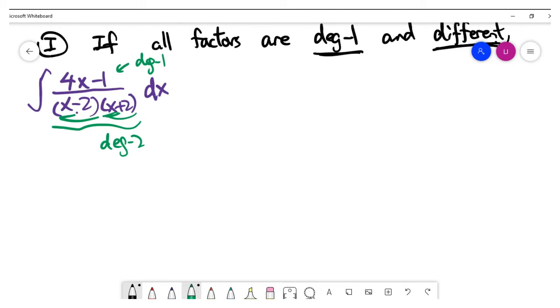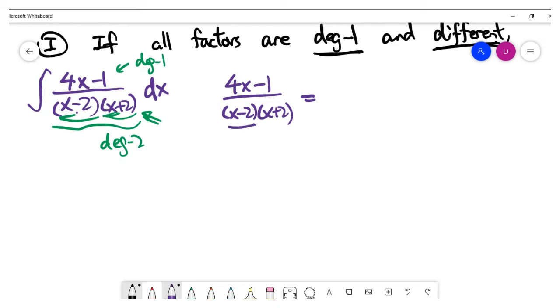And also, you have done the complete factorization. Both factors are degree 1, and they are different. So it belongs to our current category 1. And I claim that in this case, you can use the partial fraction method. Partial fraction means what? Partial fraction means you can split such a big fraction into some smaller pieces of fraction depending on what factors you have.